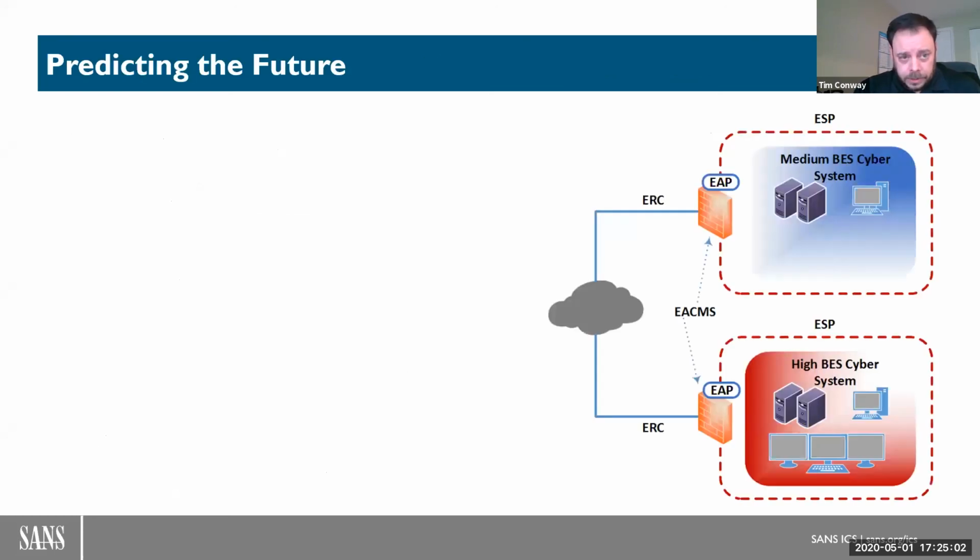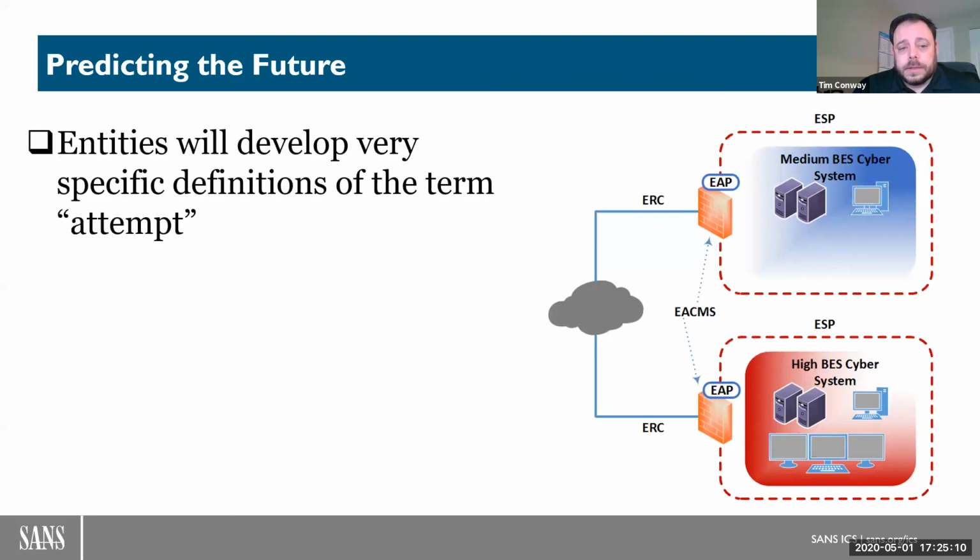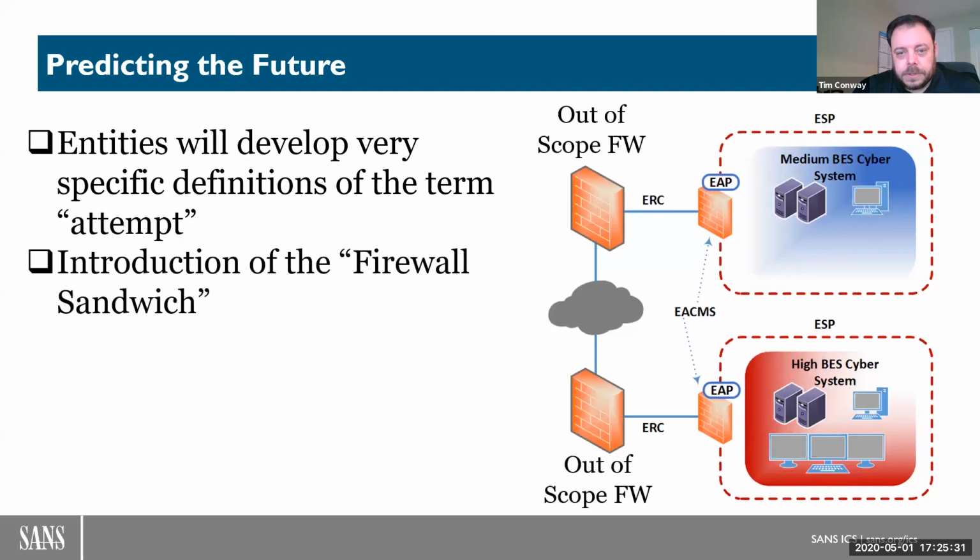So predicting the future here in my last couple of slides, if this is a normal network architecture, entities are going to either develop a very, very specific definition of what the term attempt is, because it's not defined for them. So there's going to be a very focused definition in their own policies of what an attempt is. Or there will be an approach that I've called a firewall sandwich.